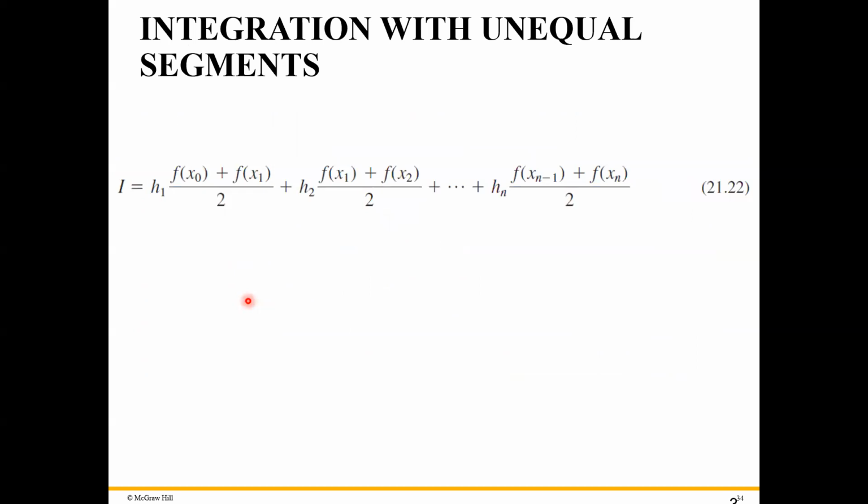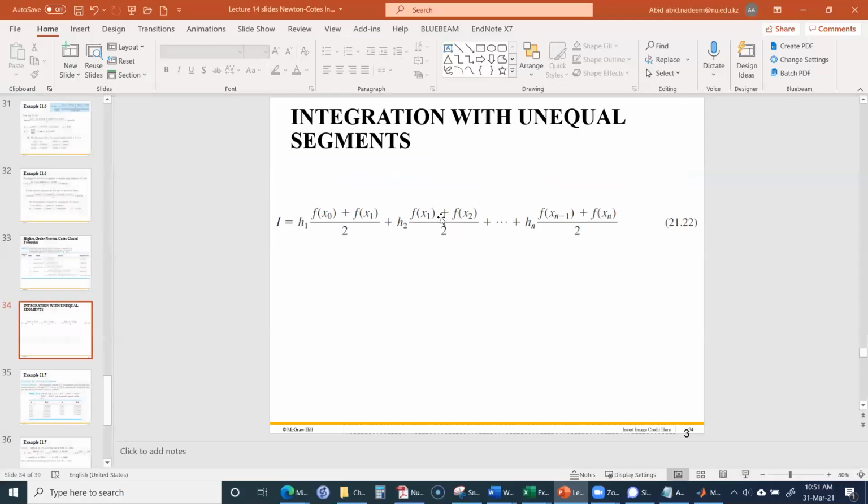And there is another application for the integration formulas, and that application is when the integration is with unequal segments. So for example, I is equal to h1 times f(x0) plus f(x1) and so on. In this case, we can only apply the trapezoidal rule. We cannot apply the Simpson's rule with unequal segments. So we will look at these unequal applications in the next class.